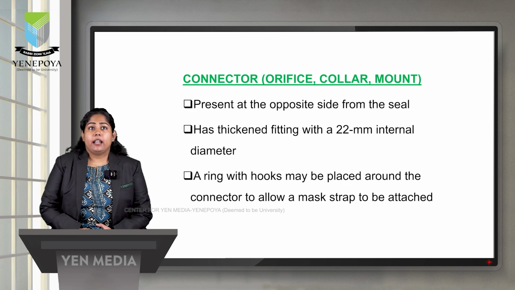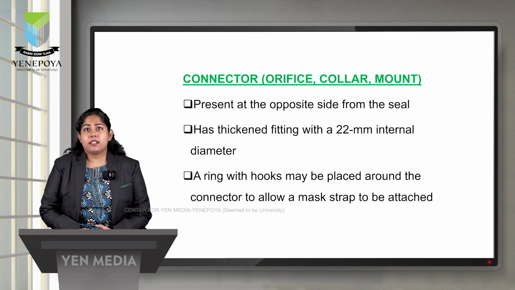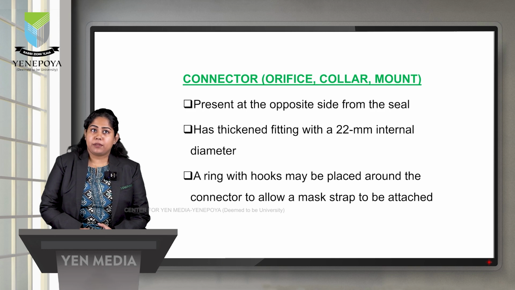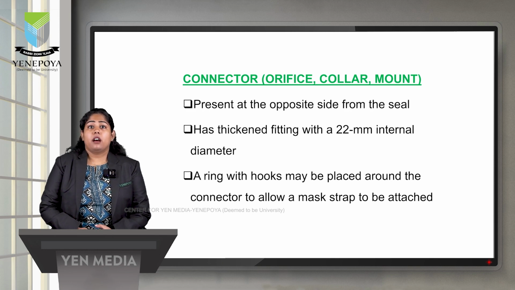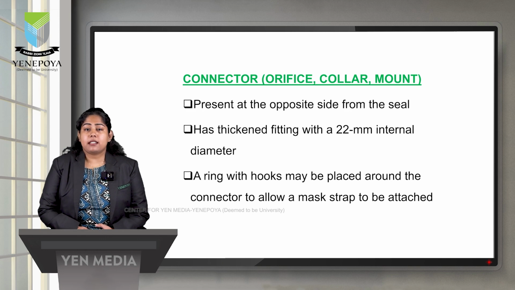Now the connector. It is also called an orifice, collar or mount. It is present at the opposite side from the seal and it has a thickened fitting with a 22 mm internal diameter, and a ring with hooks may also be present. It allows connecting the mask to the strap that is attached.